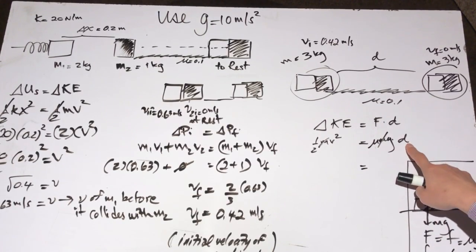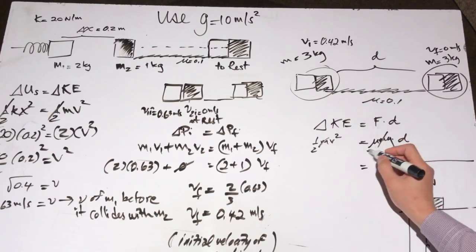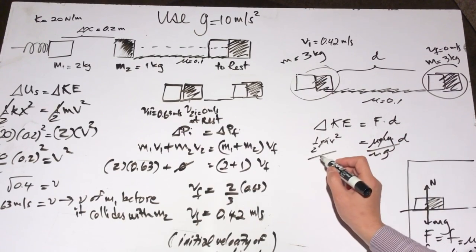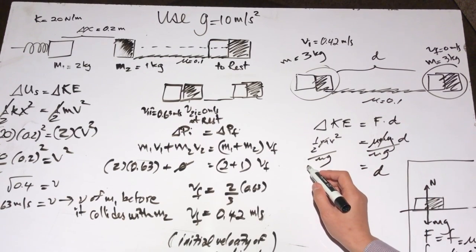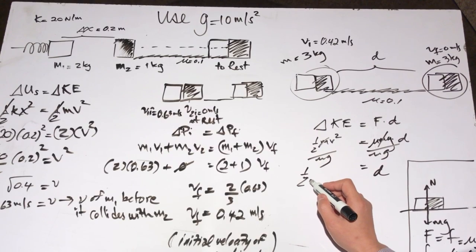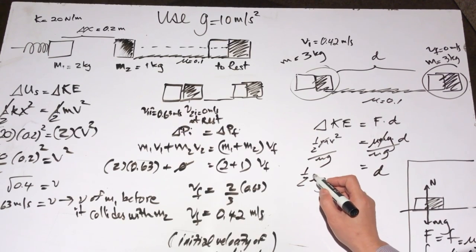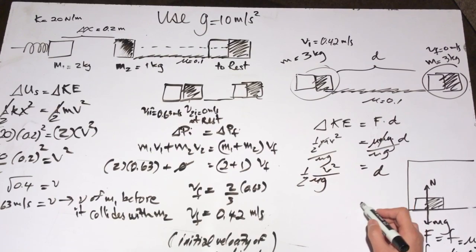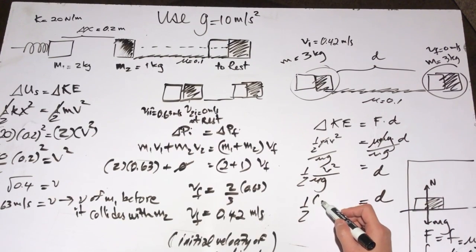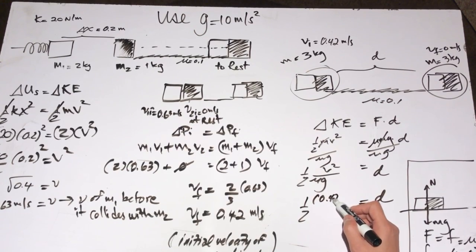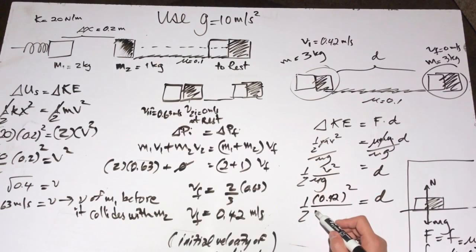And you're trying to figure out what the distance is. So I'm going to divide both sides of the equation. Your distance is equal to 1/2 v squared divided by mu g. Let's replace the numbers. Velocity is 0.42 squared, divided by my mu, which is 0.1, and my g, which is 10. Then you get the distance in meters.